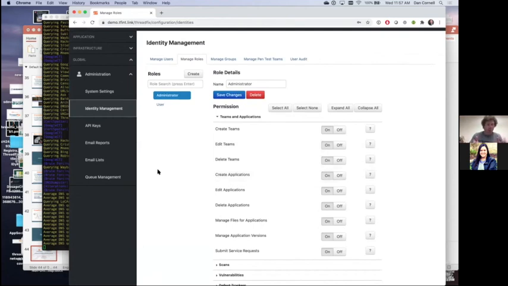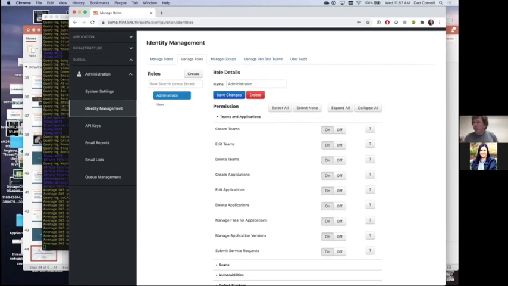You can craft a role for a user where they, for example, could only create applications, or have some mix of those. So the permission system in ThreadFix is pretty fine-grained, and you have the ability to control that both to create roles with these fine-grained permissions, as well as to apply those permissions on a per team or per application basis.